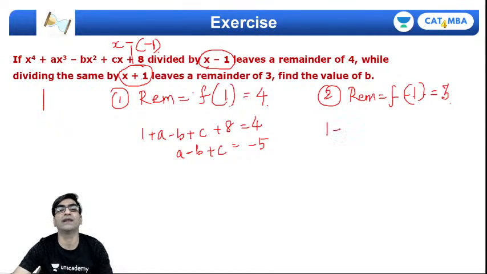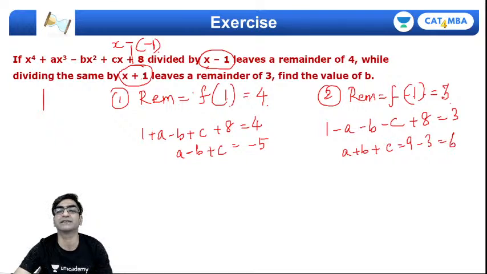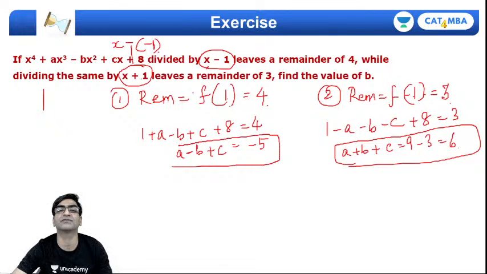I'll now get 1 minus a minus b minus c plus 8 equals 3, right? So now I have a plus b plus c, and you can take it to the other side, that will be 9 minus 3. That's going to be 6. So you have a plus b plus c as 6 and a minus b plus c as minus 5.